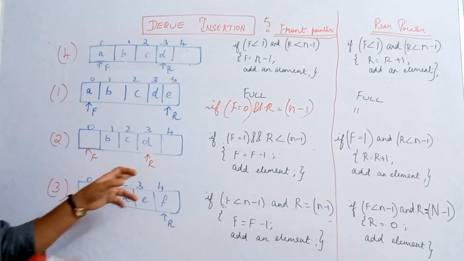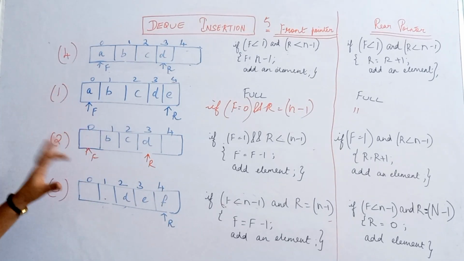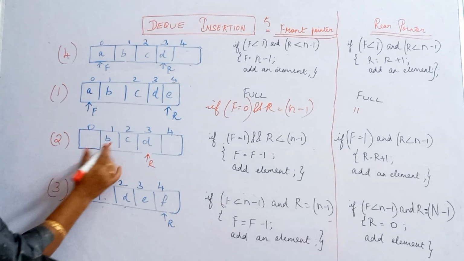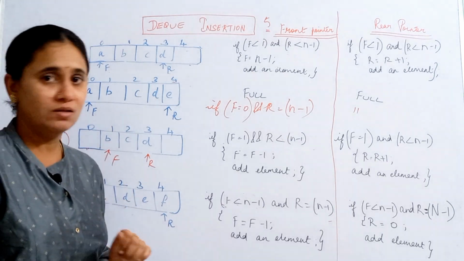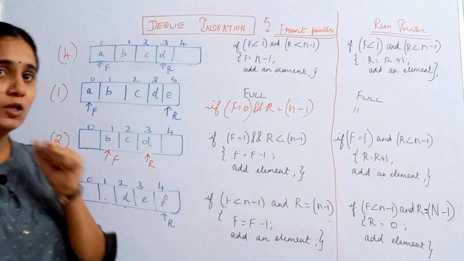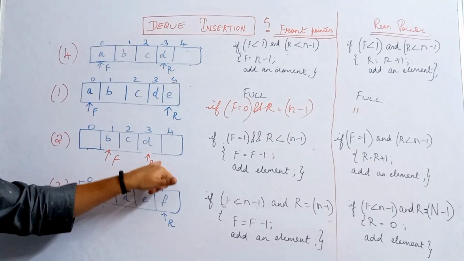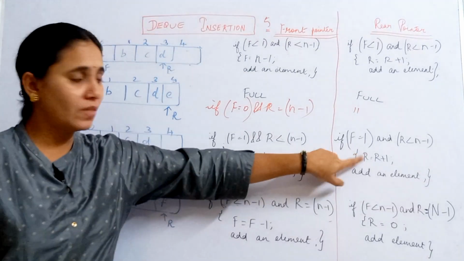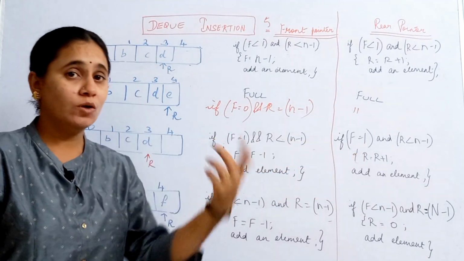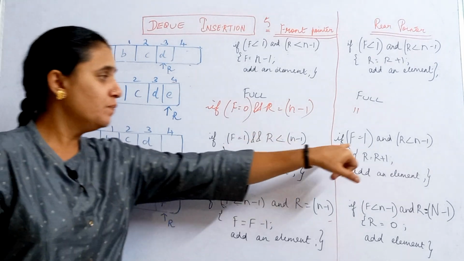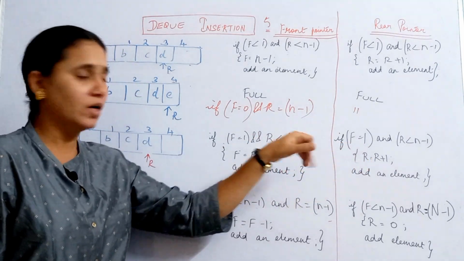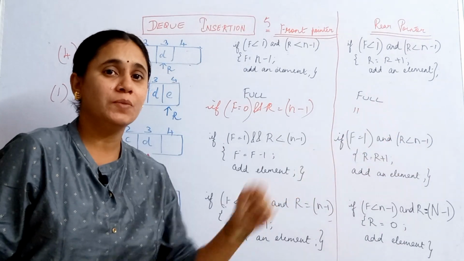rear position is here. So if this happens, how are we going to move the rear pointer for inserting the elements? Where should I insert? I must give importance to the rear pointer, isn't it? So I will move this rear pointer for inserting the element. What will be the condition? We can use the same condition, isn't it? See, if f is equal to n, same one, and r is less than n minus 1.